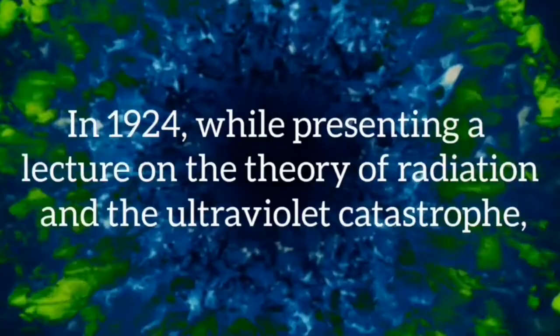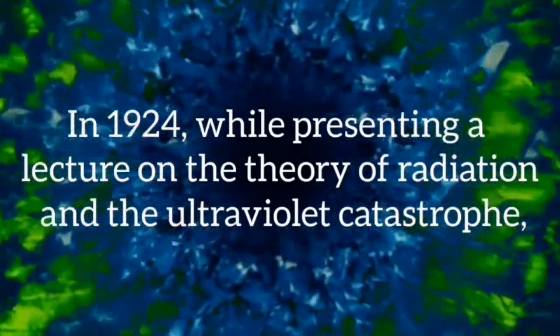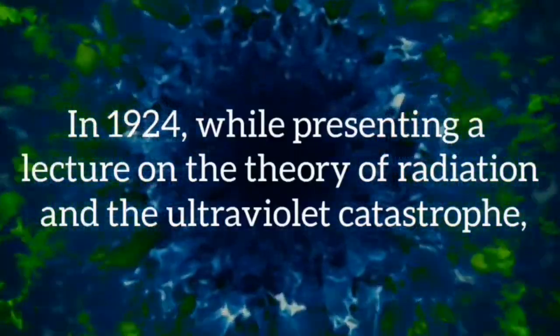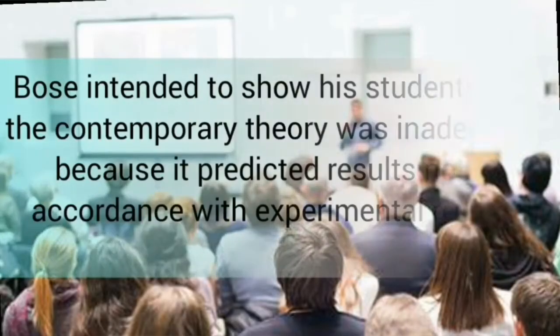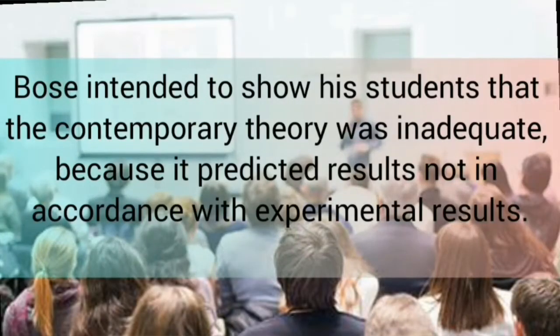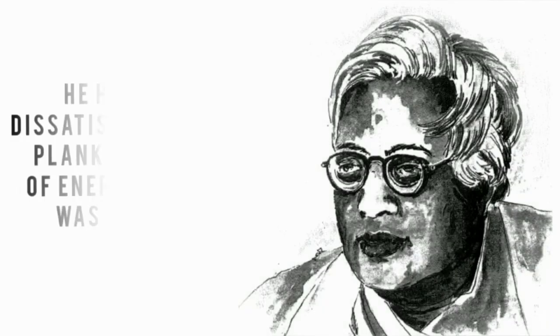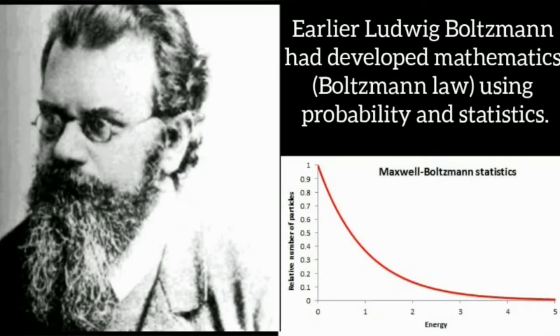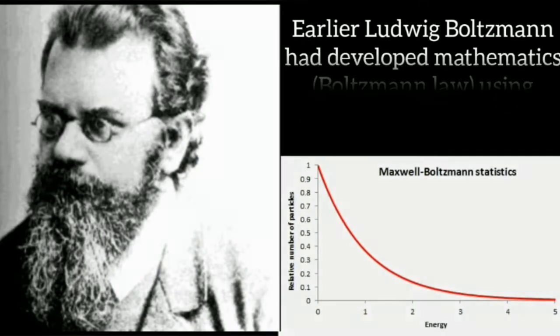In 1924, while presenting a lecture on the theory of radiation and the ultraviolet catastrophe, Bose intended to show his students that the contemporary theory was inadequate because it predicted results not in accordance with experimental results. He had been very dissatisfied with the way Planck's quantum law of energy distribution was being derived. Earlier, Ludwig Boltzmann had developed mathematics using probability and statistics.